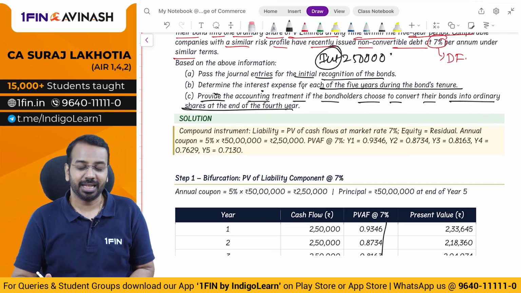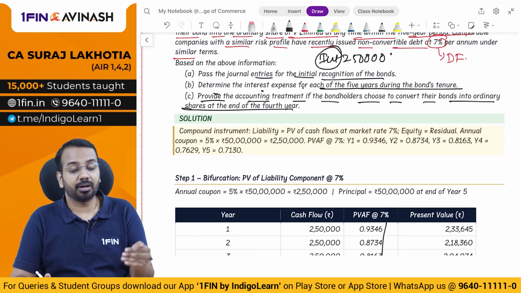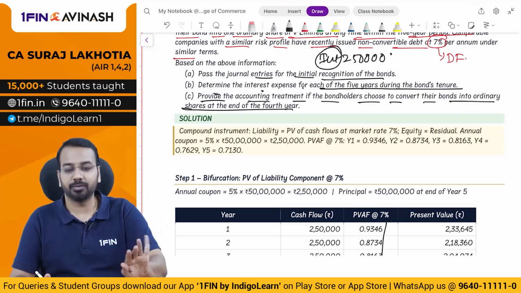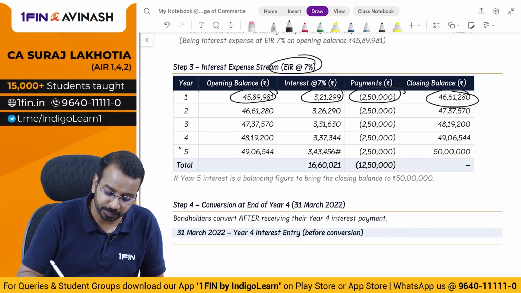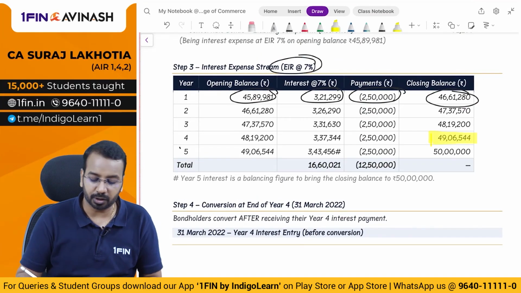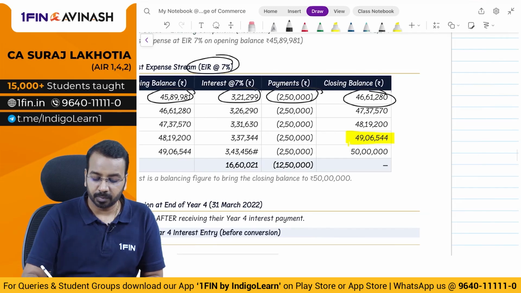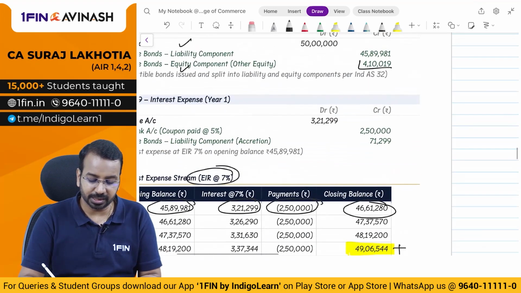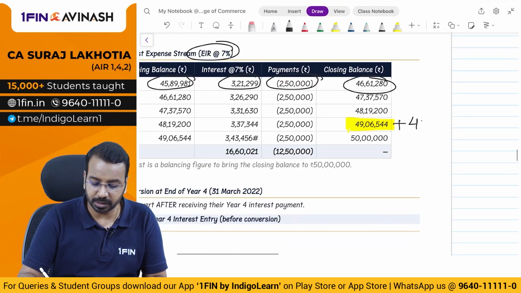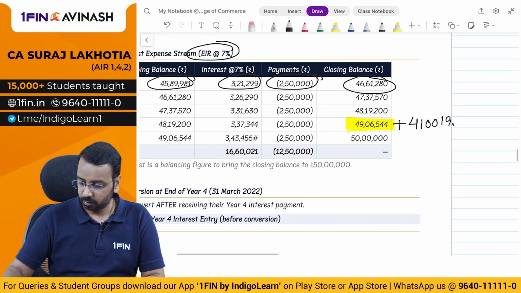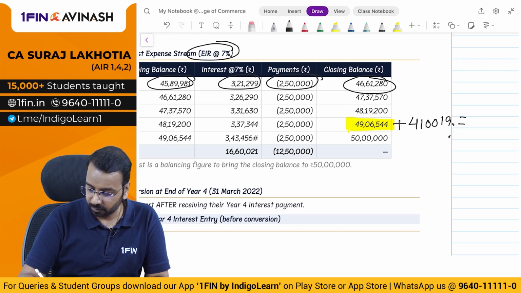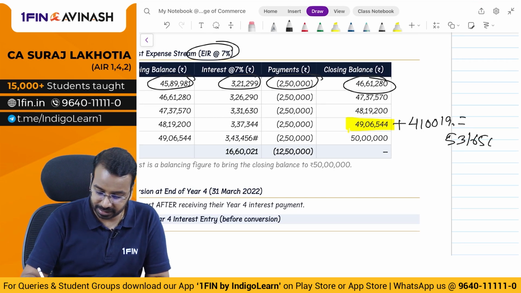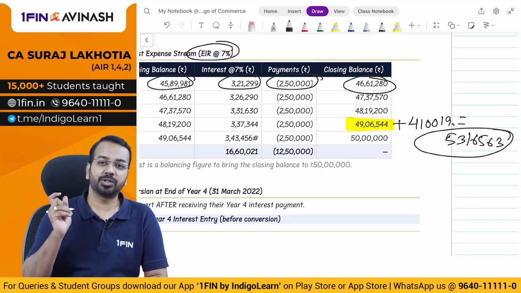Provide the accounting treatment if the bondholders choose to convert their bonds into ordinary shares at the end of 4th year. Now, when this kind of scenario happens, when you are converting it into equity shares at the end of the 4th year, what you need to do is, in this table, what is my 4th year closing balance? 49,06,544. This plus what was the equity we had recognized? 410,019. 49,06,544 plus 410,019. This is the total amount. That is 53,16,563. This is the total value for which shares will be issued.